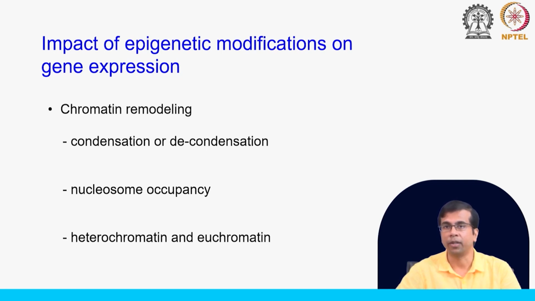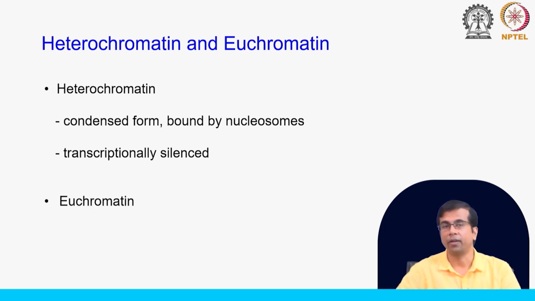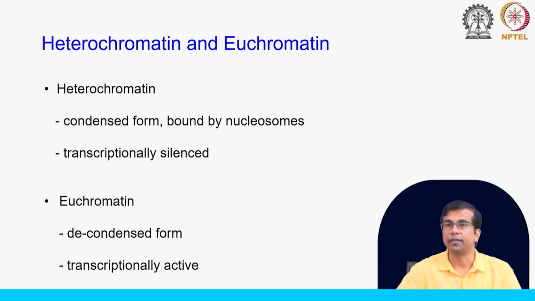Okay, and that gives rise to two different types of regions we called heterochromatin and euchromatin. Okay, so what is heterochromatin? This is actually the condensed form. This is bound by nucleosomes. So you have all those proteins in there. So this is in compact condensed form, and this is transcriptionally silenced. And on the other hand, we have the euchromatin, which is in the decondensed form, or sometimes we refer to it as open form. Okay, and which means it is free to bind transcription factors and RNA polymerases, and this is the transcriptionally active region.